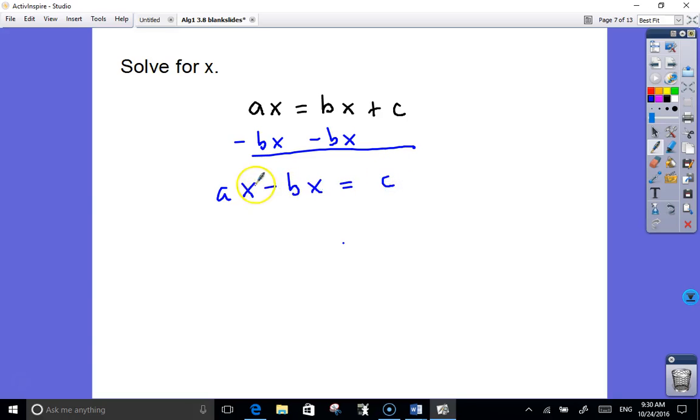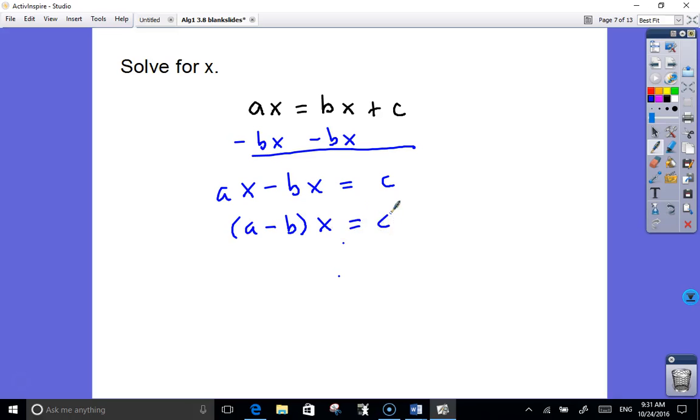But remember, if this was like 5x minus 2x, what would you do with that? You would say 5 minus 2. Well, we have to do the same thing. That's like saying a minus b times x. It's kind of a reverse distributive property. And in that way, we just got the x's together.